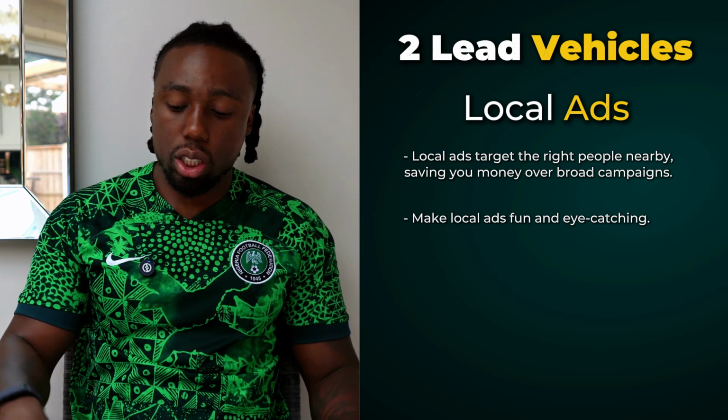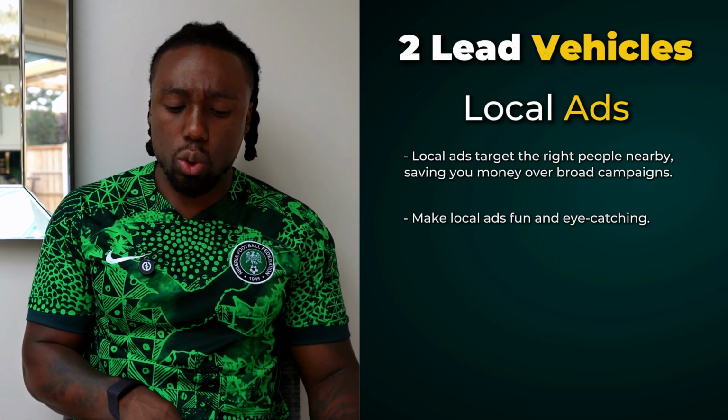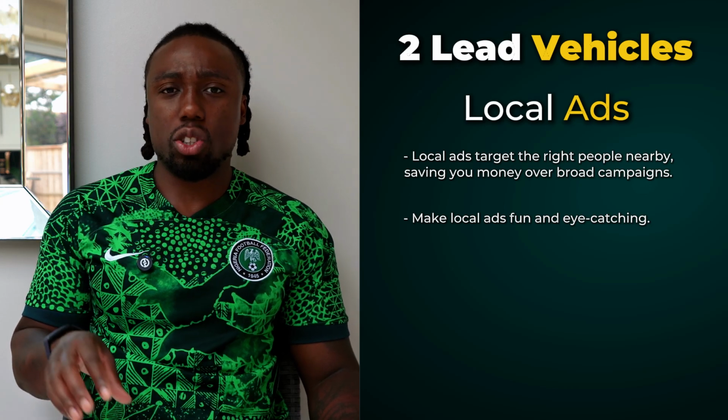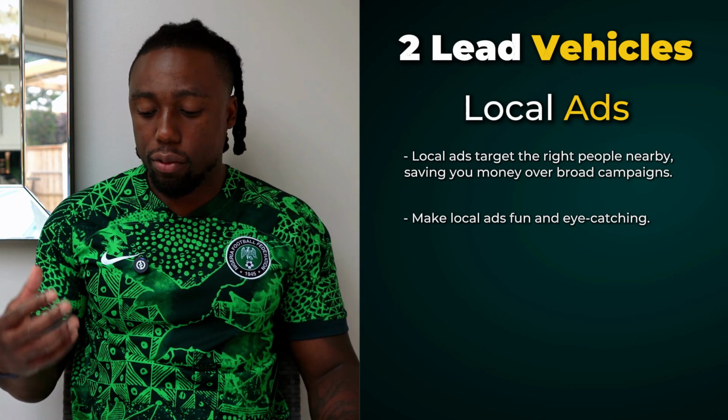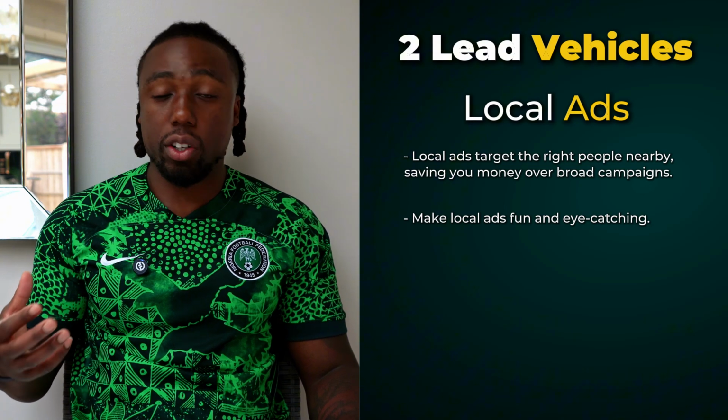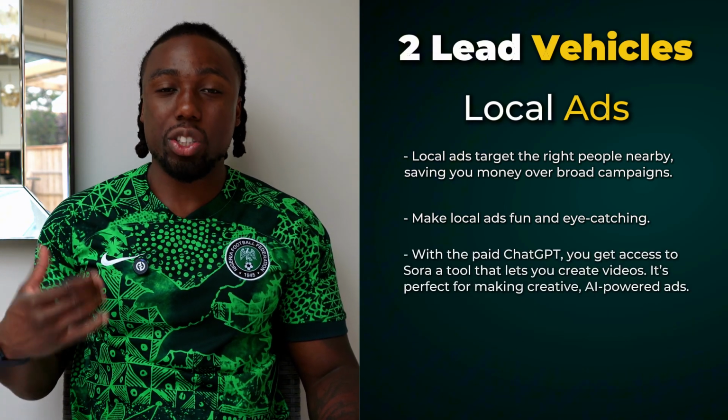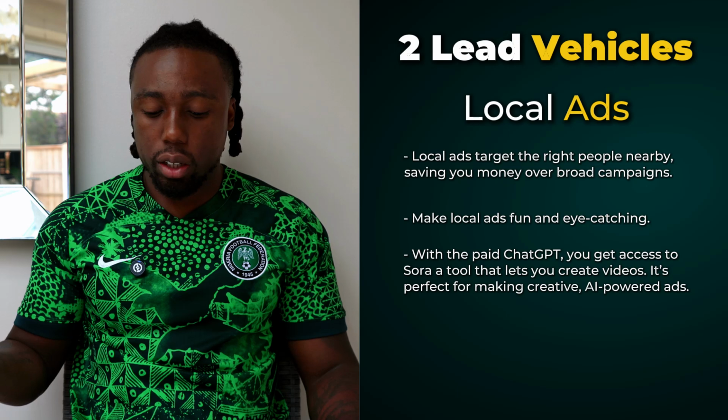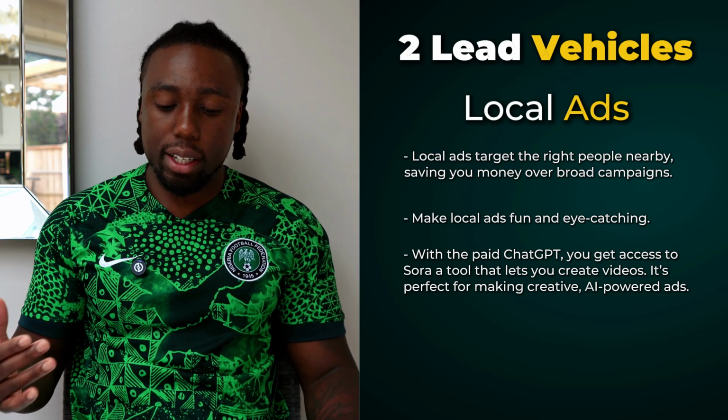If you're an estate agency, you could do a video of something to do with a house, something being sold, something funny. And even using ChatGPT, if you've got a paid version, they have access to something called Sora, which allows you to create videos. So you can get really creative and make ads using AI.